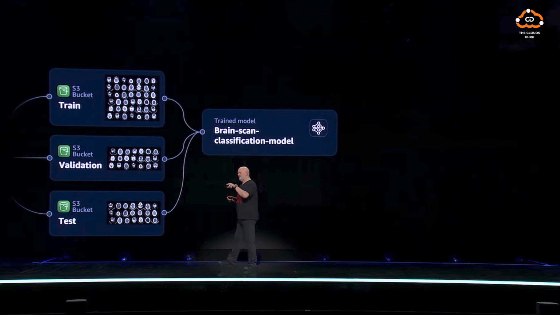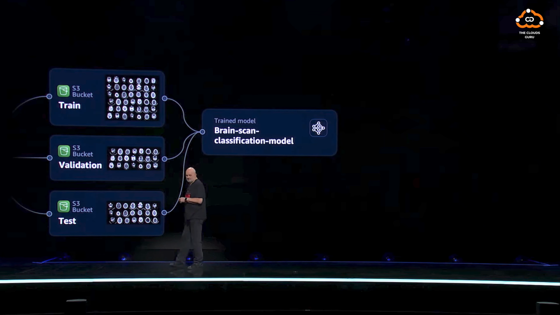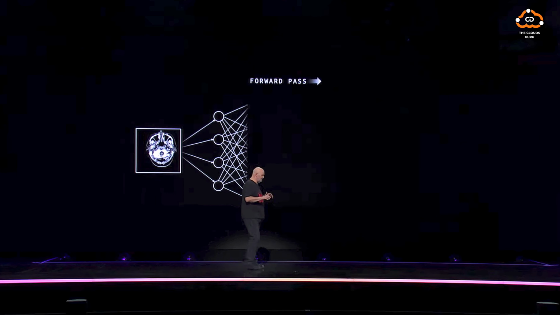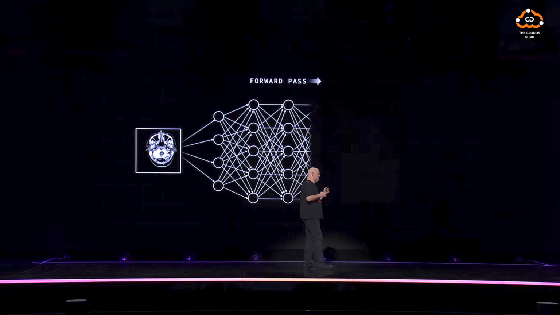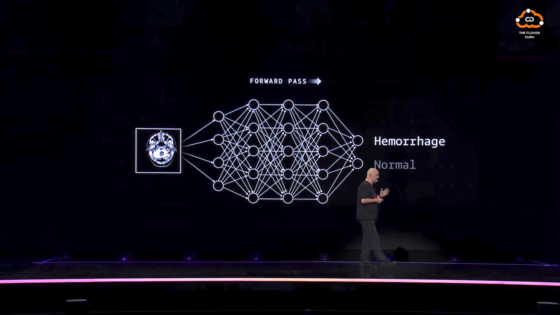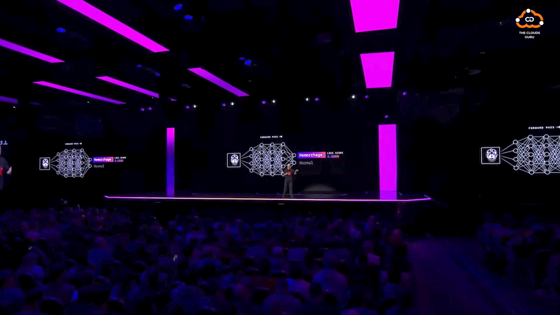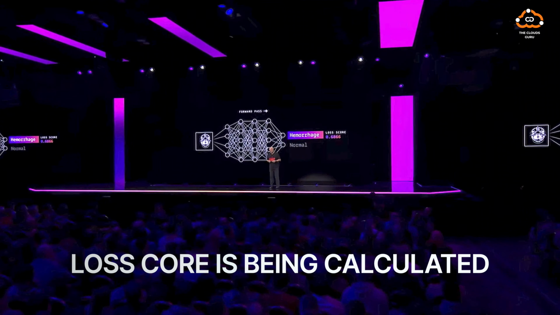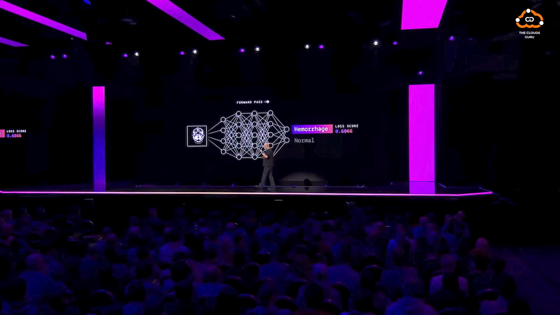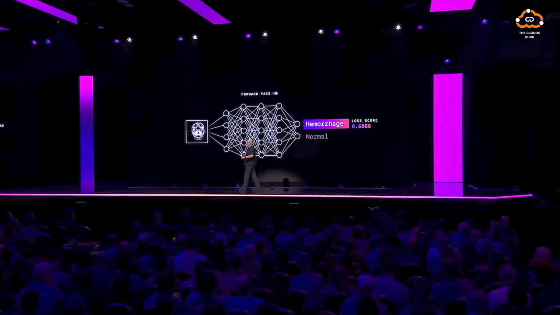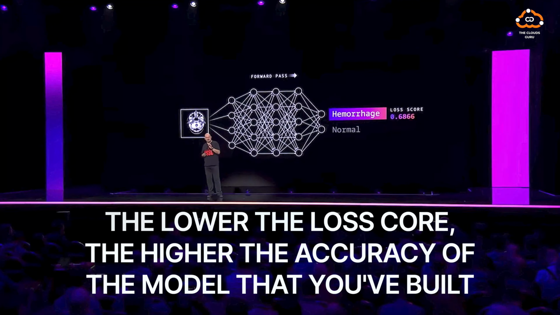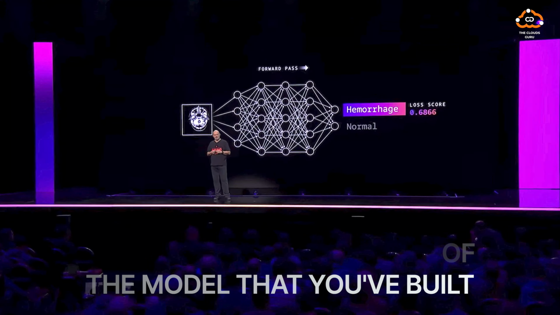However, under that button push that I did, there is a lot of work happening. I don't know if you know much about deep learning and how these models are being built with multiple layers. Basically, you push an image through, it goes forward, and a loss score is calculated. The loss score needs to be as low as possible. The lower the loss score, the higher the accuracy of the model that you've built.